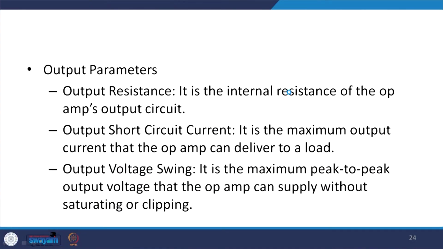What is the output resistance? It is the internal resistance of the op-amp output circuit. And what is the output short circuit current? It is the maximum output current that the op-amp can deliver to a load. And what is the output voltage swing? It is the maximum peak to peak output voltage that the output can supply without saturating or clipping.